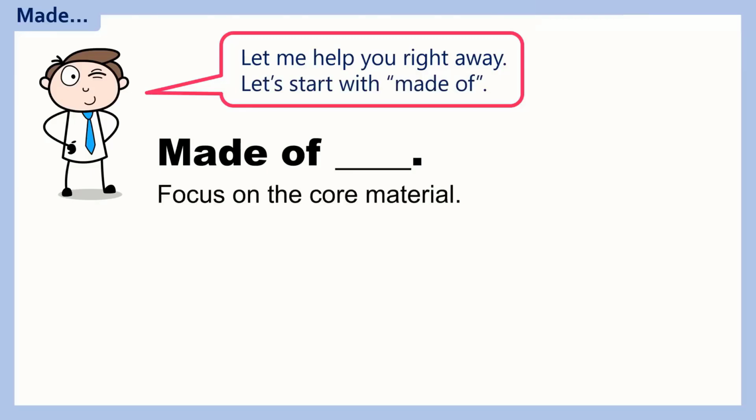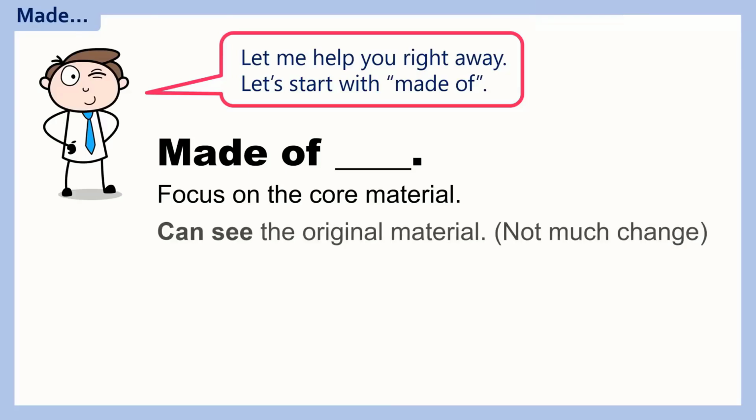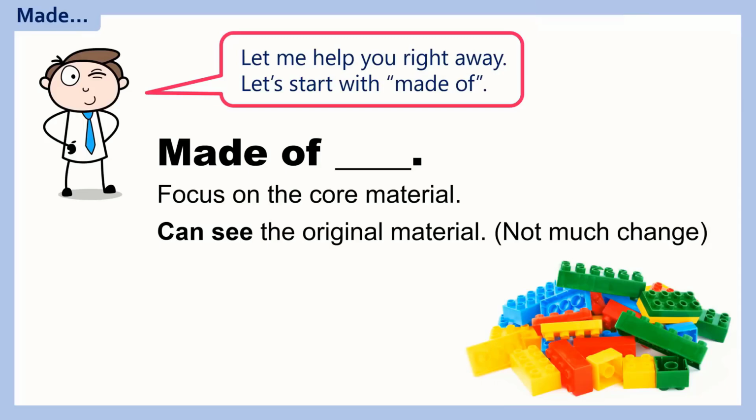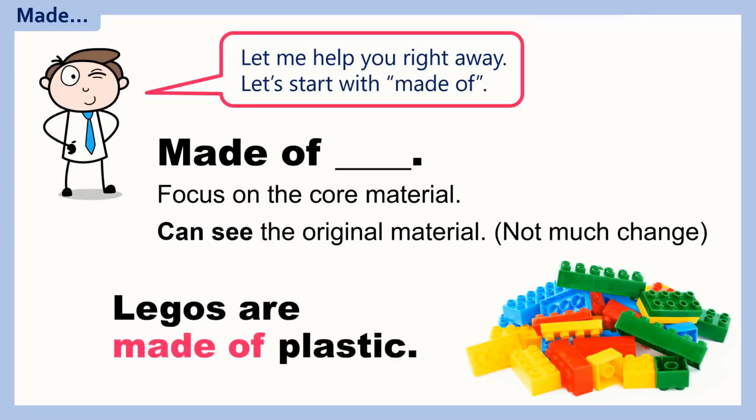With made of, the focus is on the core material, the main material. You can see the original material, so there is not much change. That is key right there. You can see the original material, remember this. Right here, we have Legos. So what would you say? Legos are made of plastic. You can see the plastic. The plastic has been molded into Legos, but you can still see the plastic. So Legos are made of plastic.